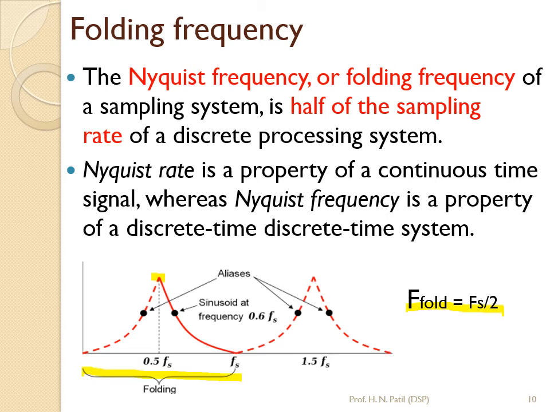One point should be noted here: Nyquist rate and Nyquist frequency are different. Nyquist rate is the property of a continuous time analog signal, and Nyquist frequency is a property or parameter of a discrete time system. That means Nyquist rate comes into the picture for the analog domain, and Nyquist frequency comes into the picture in case of the digital domain.